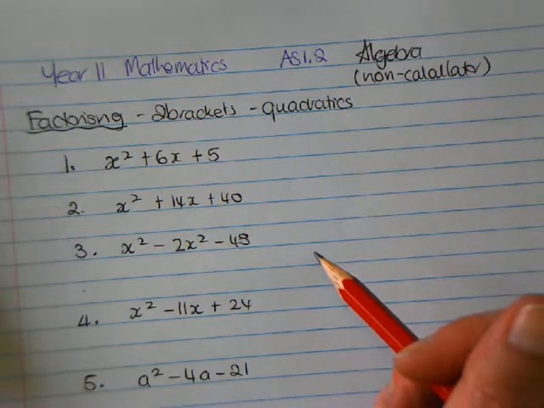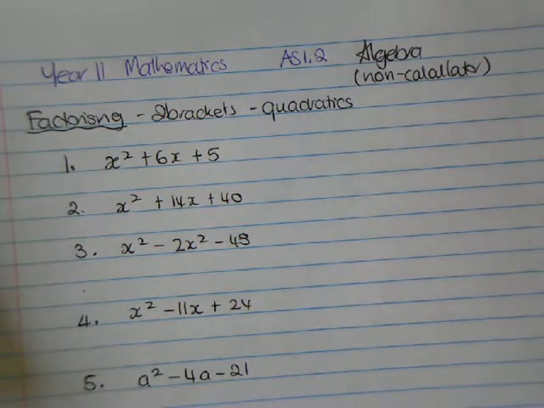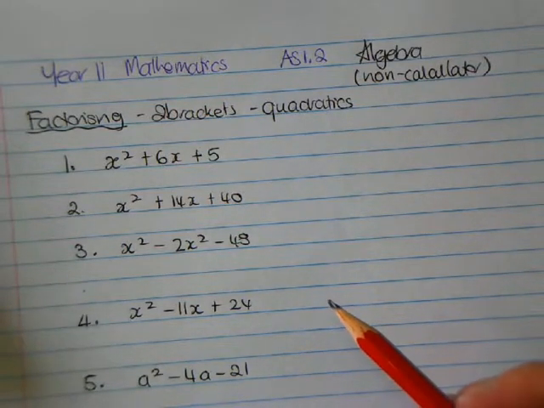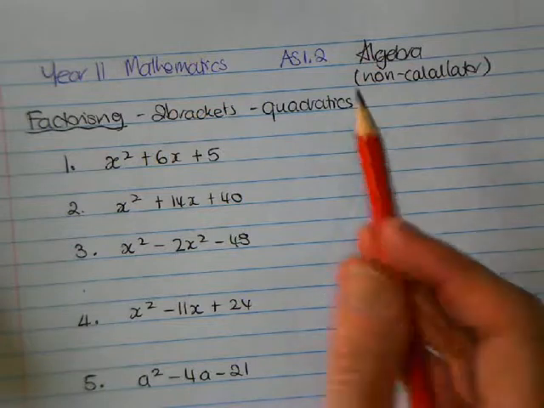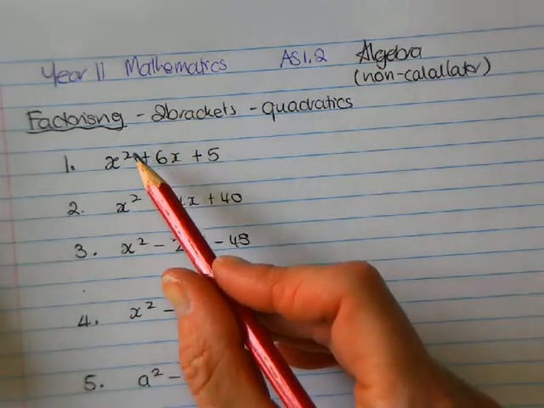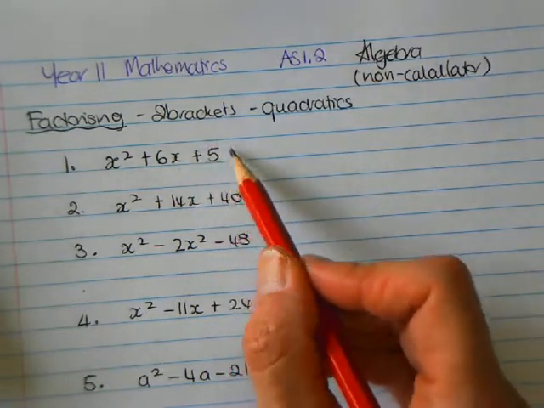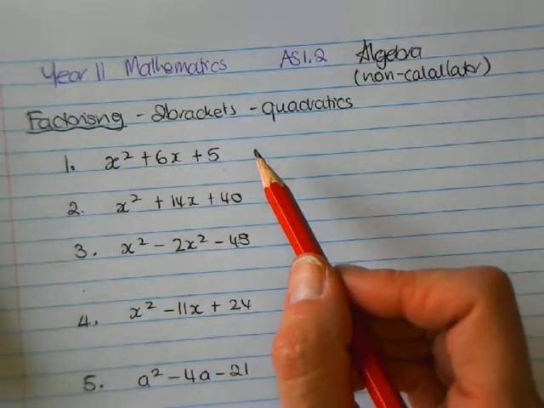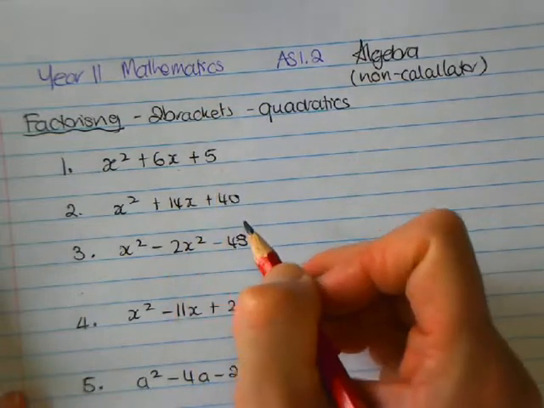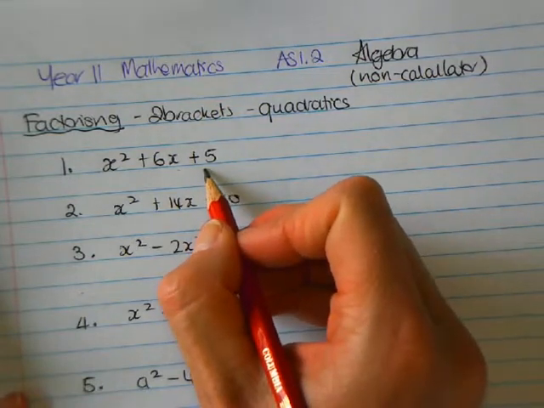Okay, what we have here is factorising, where we're going to factorise into two brackets. These are usually called quadratics. In these sort of equations, we have an x squared term, an x term, and a number at the end. We start off by focusing on the number at the end, and we want the factors of the number at the end. The factors of 5 are 1 and 5.